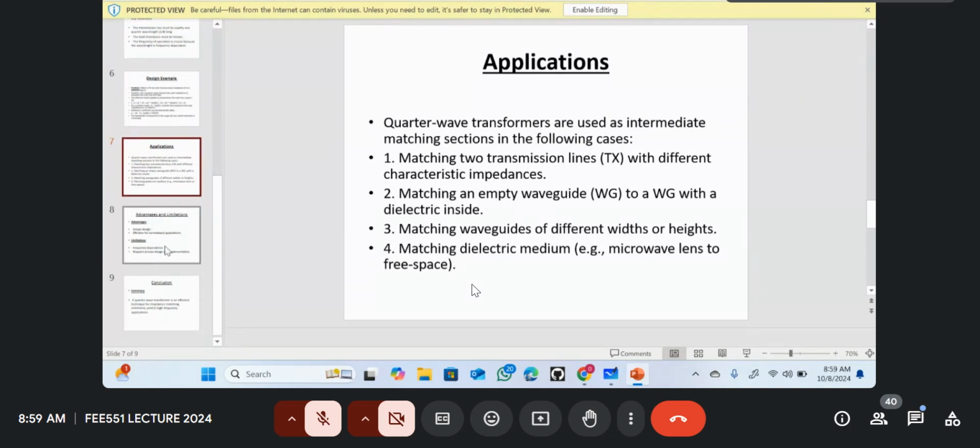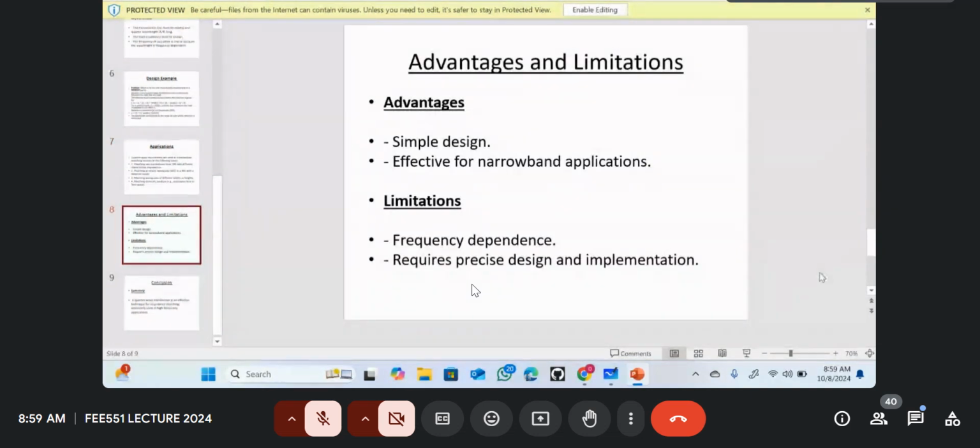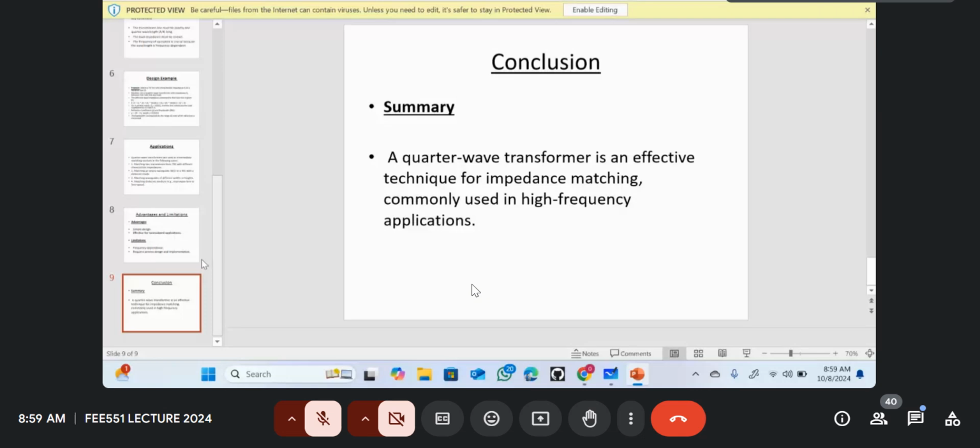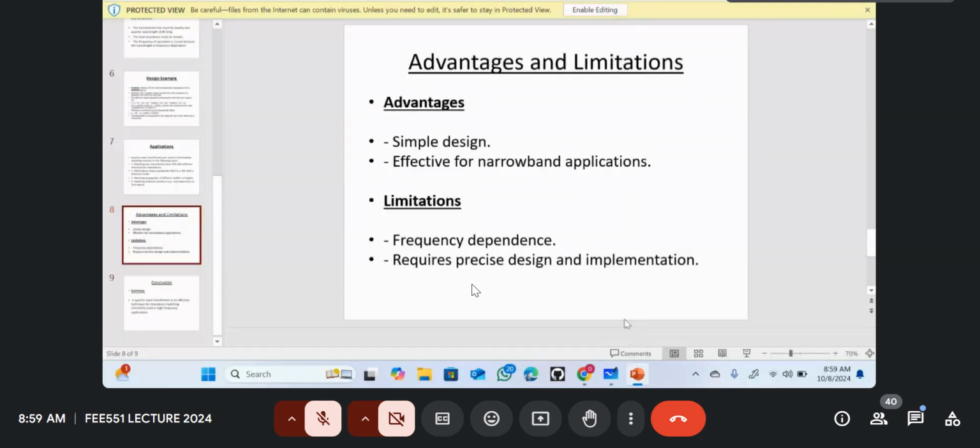Then let's see the advantages: simple to design, effective for narrowband applications. Limitations: frequency dependence, and maybe you can add another limitation concerning the question that Clement asked. You can only use it to match resistive loads, and if you have reactive loads, you will have to tune them using stub tuners.